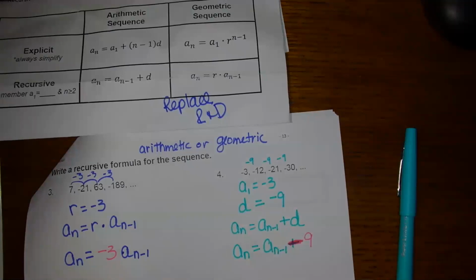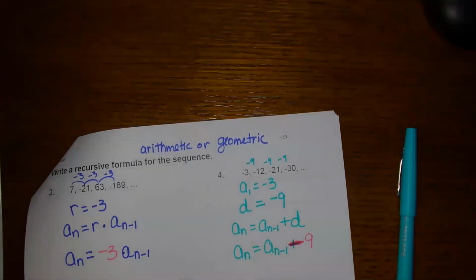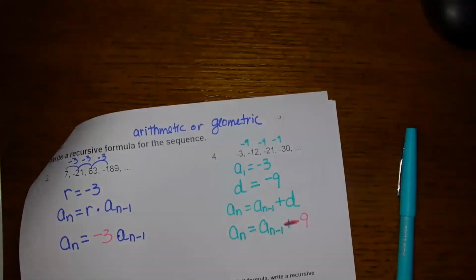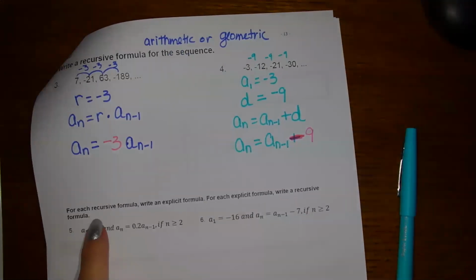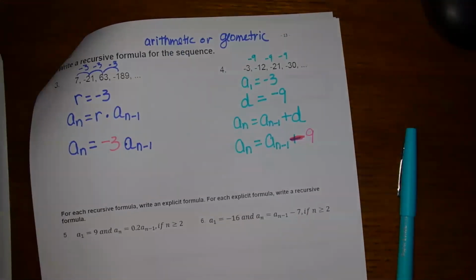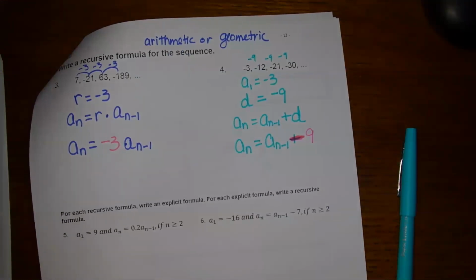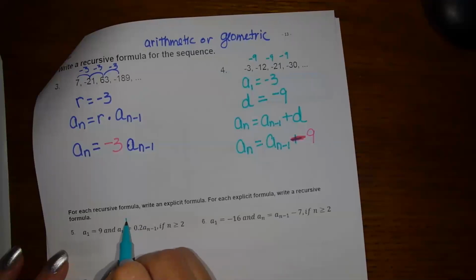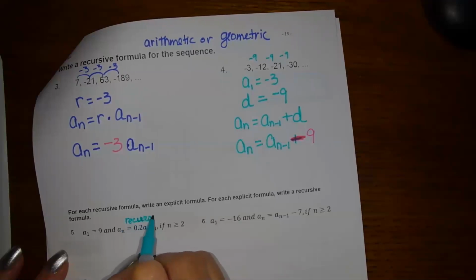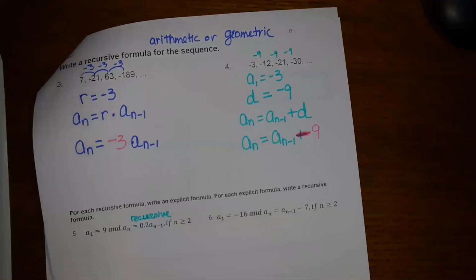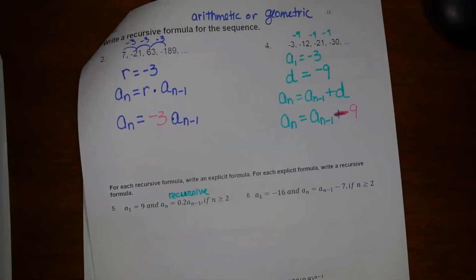Okay, remember, recursives allow us to find the next formula. So let's go down here, and for each recursive formula, write the explicit. For each explicit, write a recursive. So the first thing you have to do is decide if this is recursive or explicit. This is already recursive.